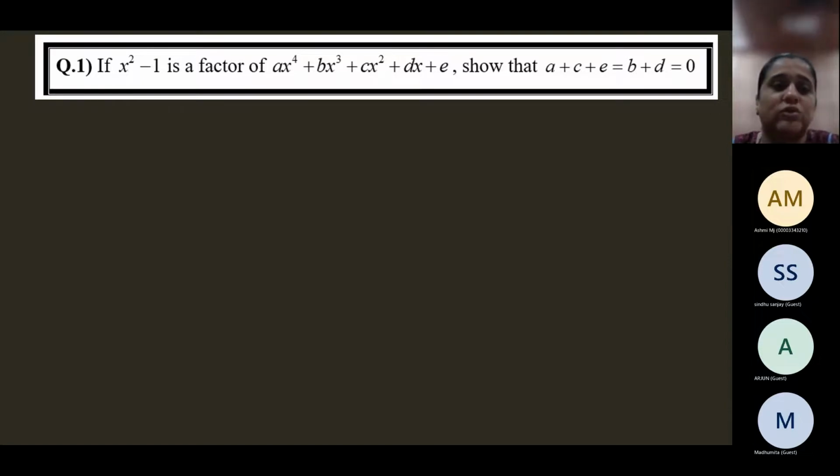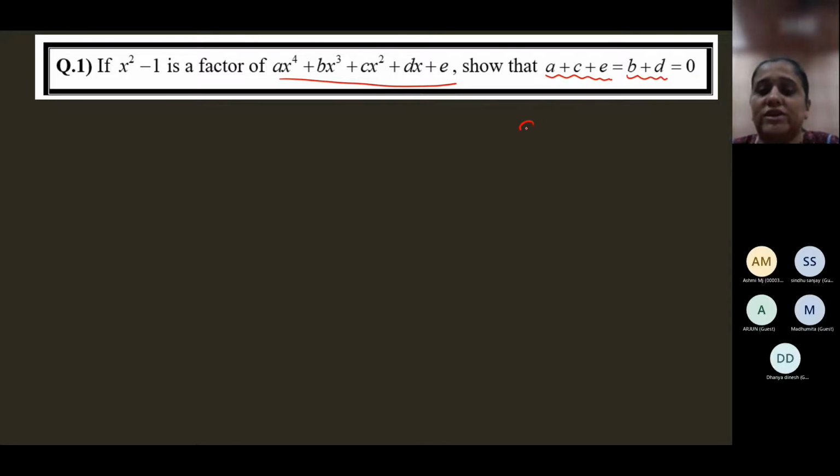So this is the first one for you. If x square minus 1 is a factor of this polynomial given here, then show that a plus c plus e is equal to b plus d is equal to 0. That means you must prove that a plus c plus e is equal to 0 and also b plus d is equal to 0.